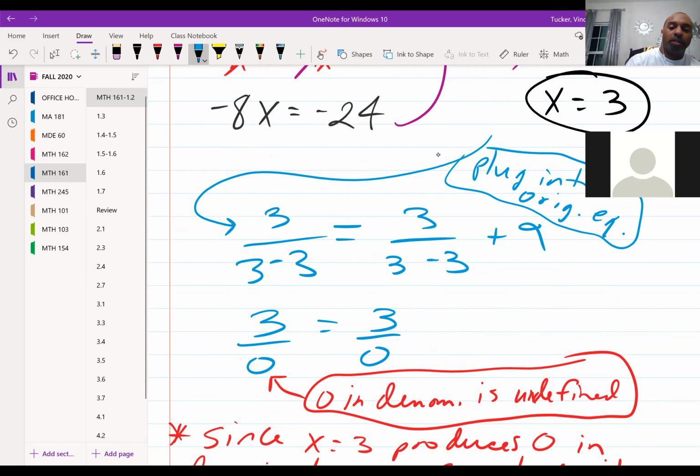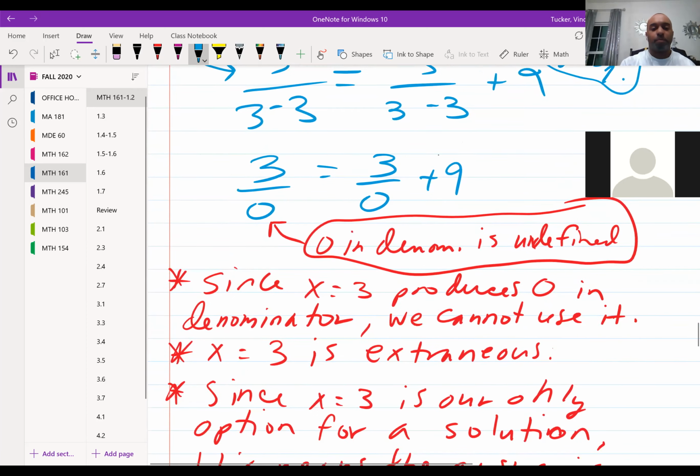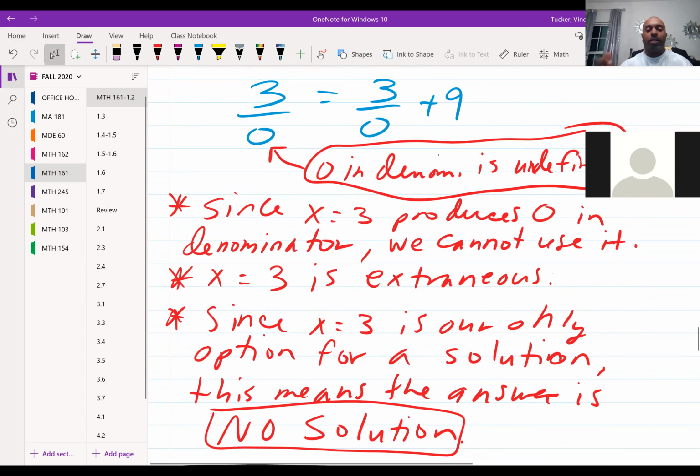So if, when you plug in your solution, you get 0 in your denominator, that is not a legitimate solution. So we have these 3 statements right here. Since x equal to 3 produces 0 in the denominator, we cannot use it. X equal to 3 is what we call extraneous. It's an extraneous solution, a solution that we cannot use. Since x equal to 3 is our only option for a solution, this means that the answer is no solution.